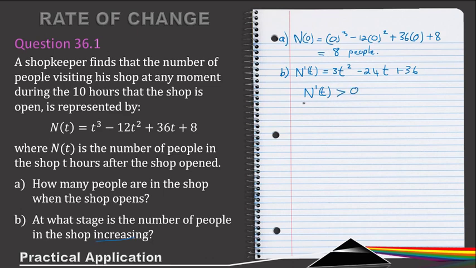So we're just going to say, okay, 3t squared minus 24t plus 36. Where is it greater than 0? And we solve for this inequality. Now, to simplify this, I can divide everything by 3. Then I get t squared minus 8t plus 12 greater than 0. At this stage, I need to factorize. What factors of 12 can give me 8? So 2 and 6. So (t minus 2)(t minus 6) greater than 0.